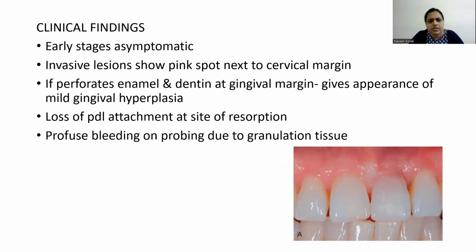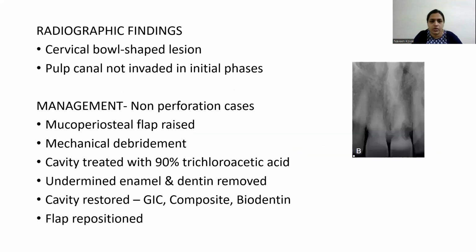Clinical findings: early stages will be asymptomatic. An invasive lesion shows a pink spot next to the cervical margin, and if it perforates the enamel and dentogingival margin, it gives the appearance of mild gingival hyperplasia, and there will be loss of periodontal attachment at the site of resorption. In that clinical image, we can clearly appreciate the pink color in the cervical area. Profuse bleeding and throbbing due to granulation tissue can also occur. Radiographic findings include a cervical bowl-shaped lesion. In that cervical area, you can see a bowl-shaped radiolucency. The pulp canal is not invaded in the initial phases, but if it is not diagnosed, it can sometimes invade.